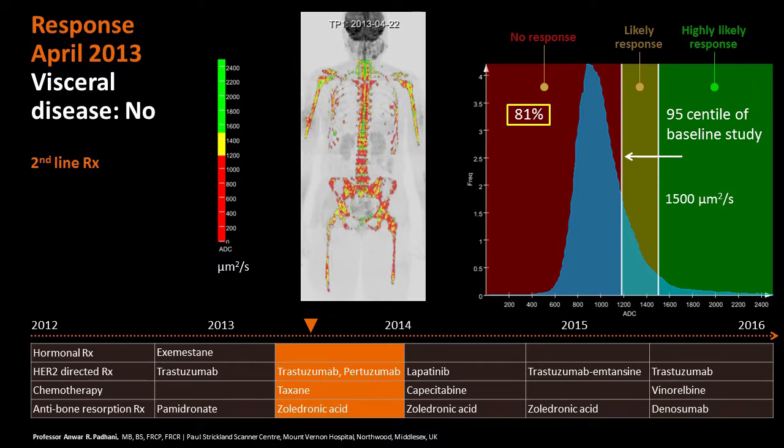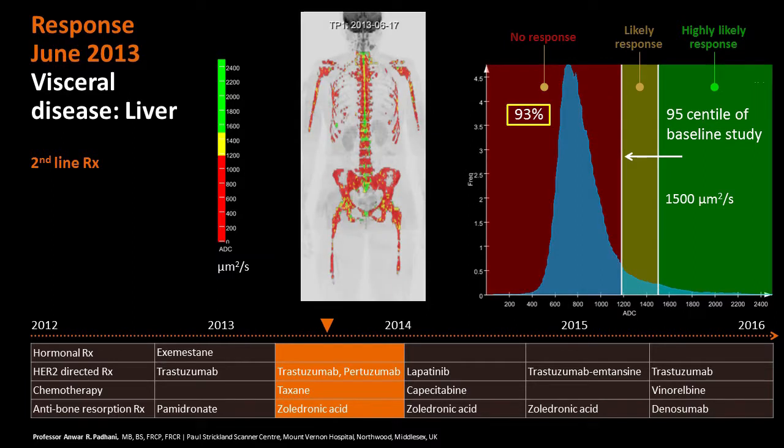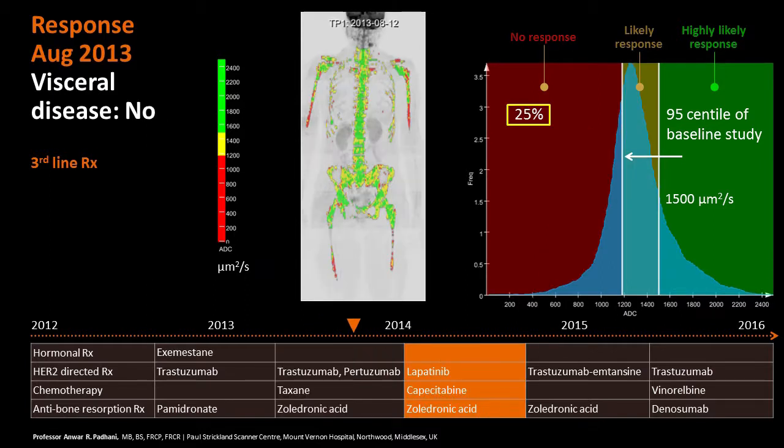On her next scan, we begin to see more red throughout the skeleton. Finally, we can see that she is back to her pre-treatment state, with 93% of segmented voxels in the red region, and liver disease has returned. We then switch her to a chemotherapy with lapatinib. Again, we see a fabulous response. It looks as though the degree of response is greater than with the pertuzumab treatment.